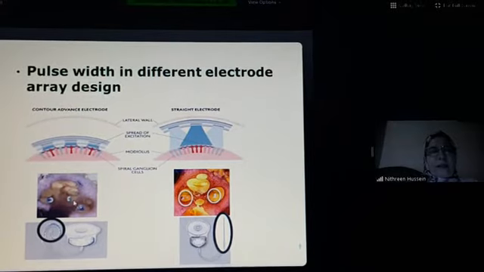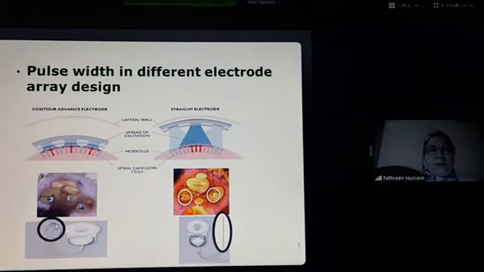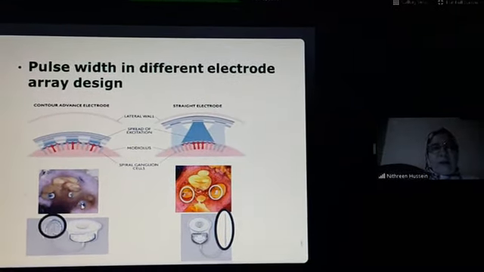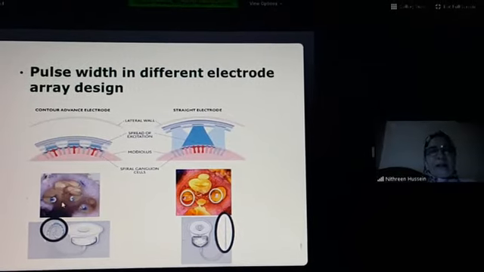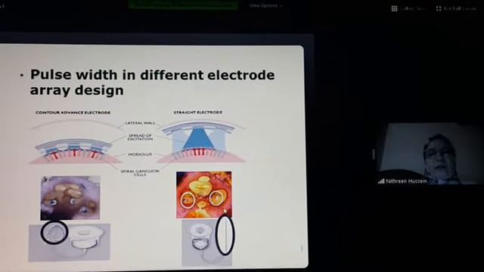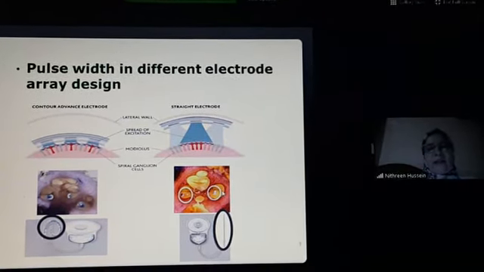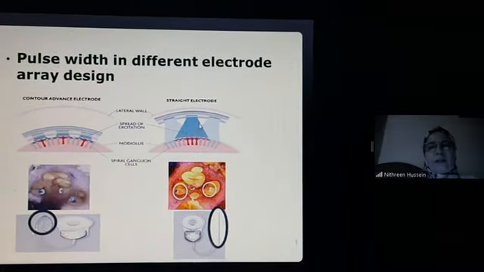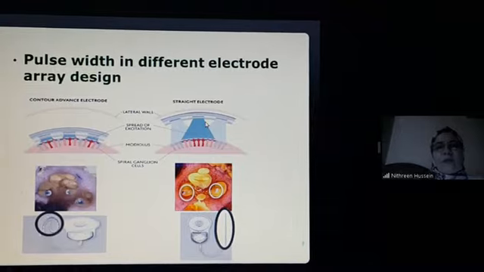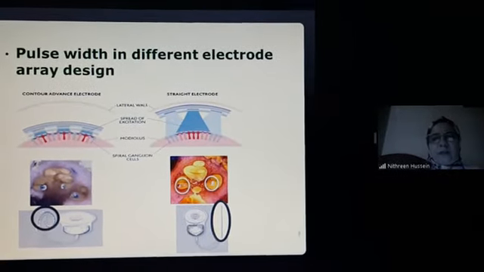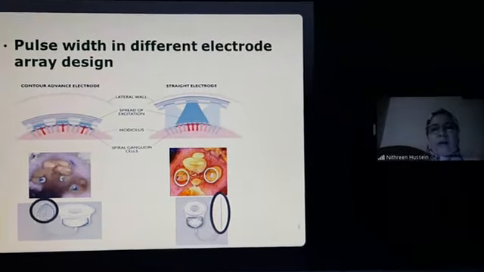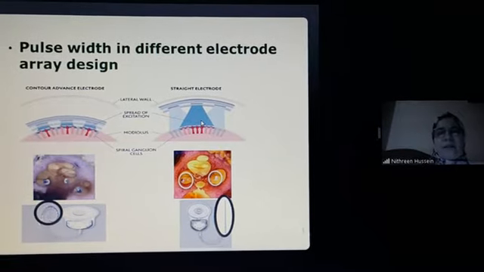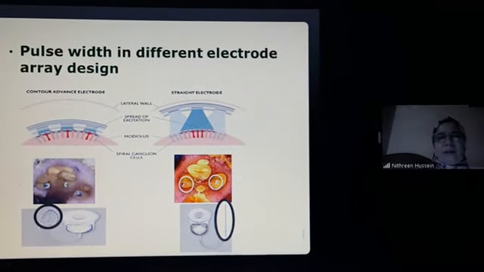We have mainly two designs: the contour or the modiolar electrodes that are applied close to the modiolus in the cochlea, and lateral wall electrodes applied laterally on the lateral wall of the cochlea. In lateral wall electrodes, they are away from the modiolus, so we can use wider pulse widths to stimulate more spiral ganglion. And this usually is set automatically by the software.